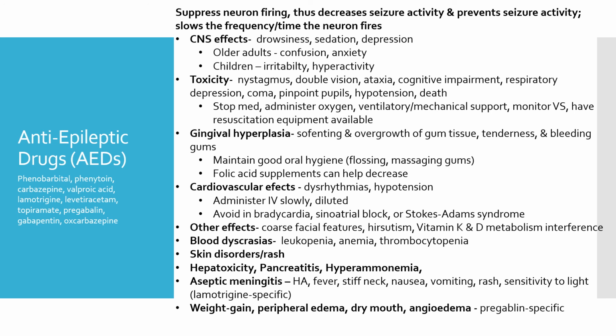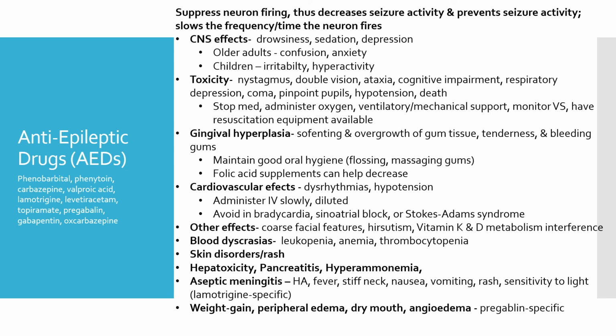Unique to these types of medications is gingival hyperplasia, so softening and overgrowth of the gum tissue, tenderness and bleeding of the gums. So make sure that they're maintaining good oral hygiene, and folic acid can be added to their regimen in order to help decrease these risks. Some other effects such as coarse facial features, hirsutism, and vitamin K and D metabolism interference can also occur.